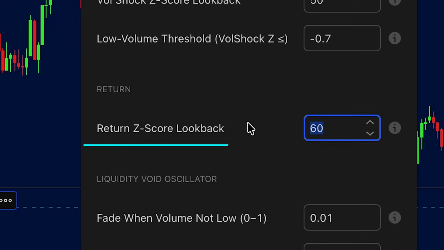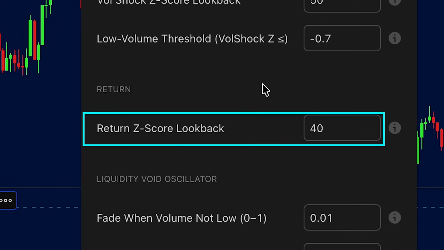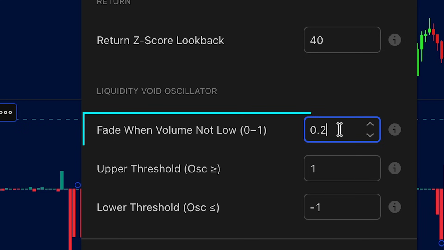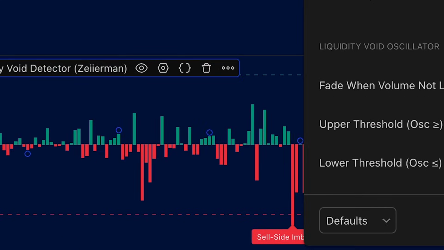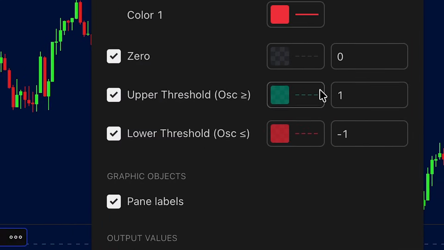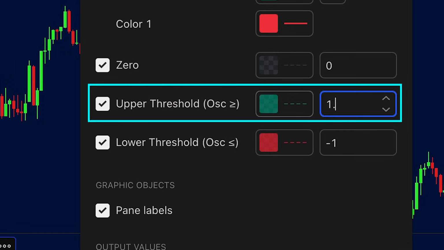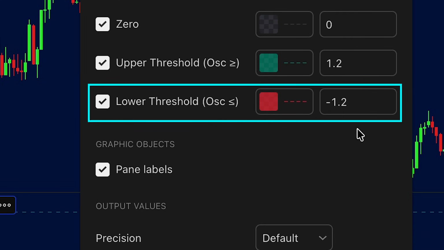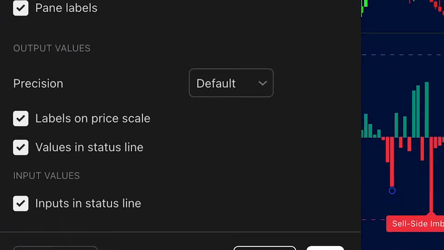After that, set the return z-score lookback to 40 bars to standardize the 1-bar return extremeness measure. Finally, set the fade when volume not low factor to 0.20. This means when volume is normal or high, the oscillator weight drops to 20% instead of being ignored entirely. Under the Style tab, set upper threshold to +1.2 for sell-side imbalance triggers, and lower threshold to -1.2 for buy-side imbalance triggers. Once that's done, click OK.